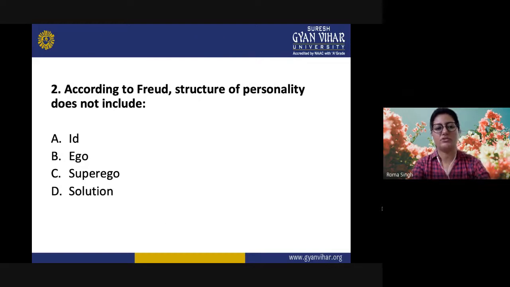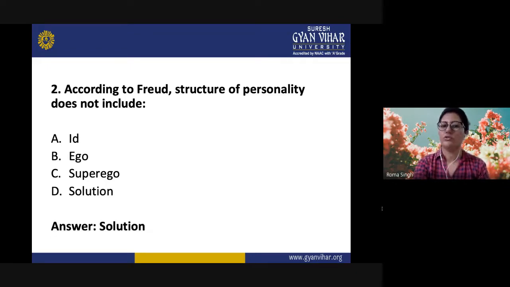Then question number 2 is, according to Freud, structure of personality does not include. So there are 3 main features of the structure of personality according to Freud. And the options are id, ego, superego, or solution. Id, ego, superego are the structures of personality, and it does not include solution.